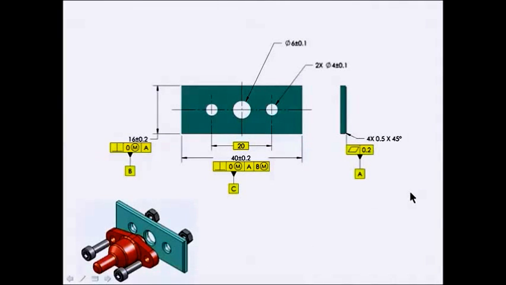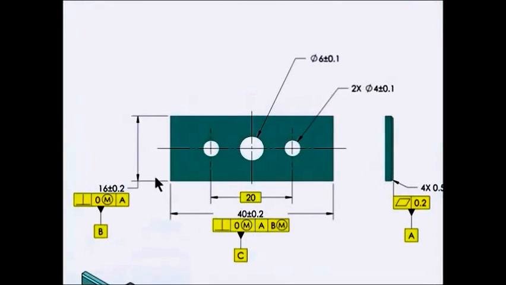Your first task would be to set up your main datum reference frame. I've picked A as the primary datum feature, which is this face. B is the width, which gives me a center plane down through the part, and C the length, which gives me another center plane. And I've applied geometric controls to those datum features. Now the question is, how do I control these three holes?